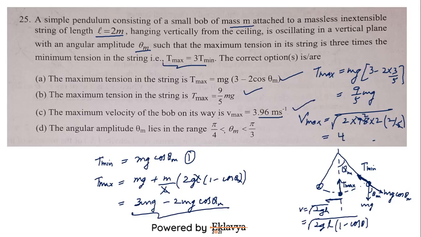And the angular amplitude lies within the range. Now this is 45 degree, this is 60 degree. We obtained theta m as 53 degree. So yes, it does lie in the given range. So all 4 options are correct. So in question number 25, all 4 options are correct.